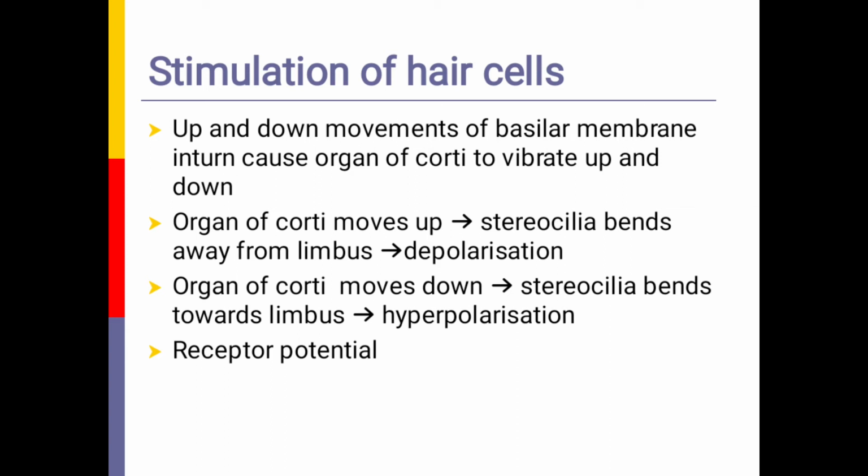On the contrary, when the organ of Corti moves down, the tectorial membrane slides backwards relative to the basilar membrane, which bends the stereocilia towards the modiolus. Thus, the movement of cilia in both directions can stimulate the hair cells.